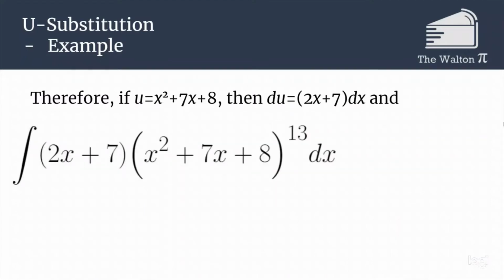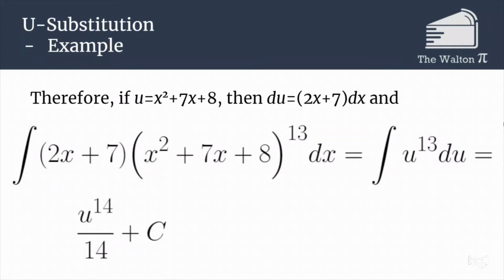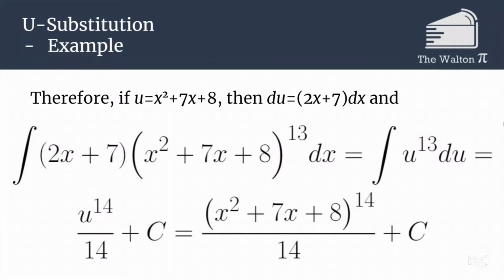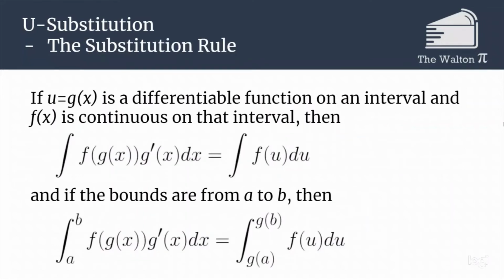So if we make our substitution, u equals x squared plus 7x plus 8, and du is 2x plus 7 dx, then this turns into the integral of u to the 13th du, which is something that we can do. That follows the power rule. So that is equal to u to the 14th over 14 plus c. So this is equal to x squared plus 7x plus 8 to the 14th divided by 14 plus c. That's how we can use U-substitution to simplify our problems.